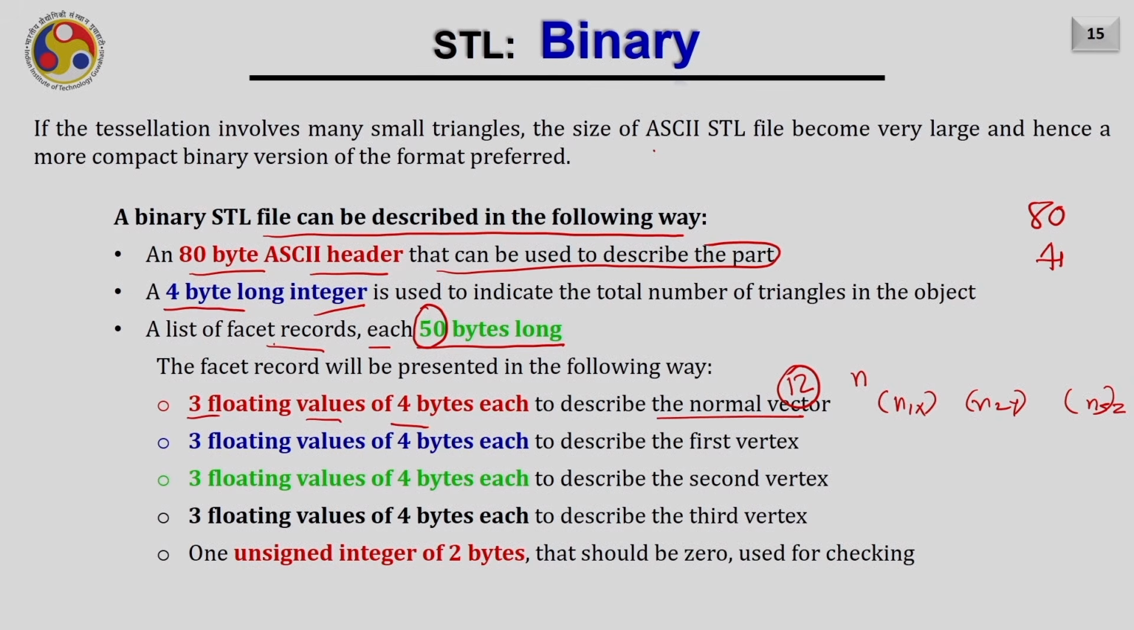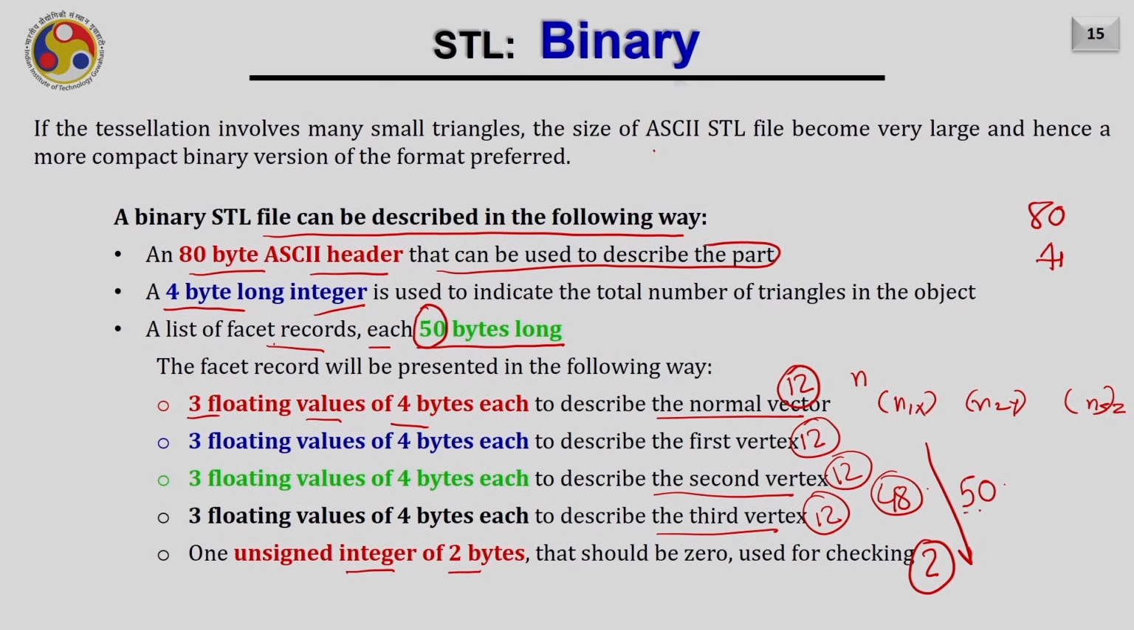In a similar fashion, 3 floating values of 4 bytes each are required to describe the first vertex, and similarly for the second vertex and third vertex. Hence 12 bytes will be required here, 12 here, and 12 here. So a total of 48 bytes are required to represent the normal and 3 vertices. Then one unsigned integer of 2 bytes is used, that should be 0, and it is used just for checking purposes. So 2 bytes are used for that. So total 50 bytes. This is how the 50 bytes of each triangle are used.